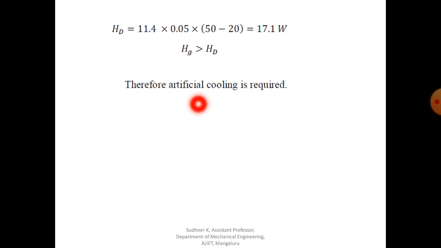The heat dissipation is very less, so there will be a lot of heat generated. So therefore we have to provide artificial cooling for the bearing. That is why you have to find out the heat generated and heat dissipation, because this is one of the important designs from the temperature standpoint of view.